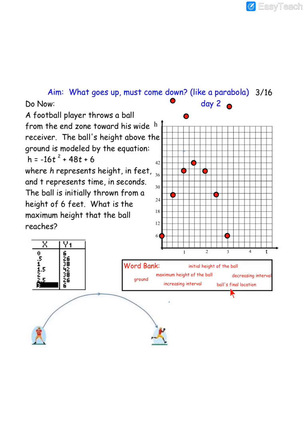So this is Mrs. Pasternak, and I am looking at the lesson that's in your packet that's dated 3/16, and it says, what goes up must come down like a parabola, and it's basically real-world parabola problems from day 2. So make sure that you have those notes so you can follow along with me.